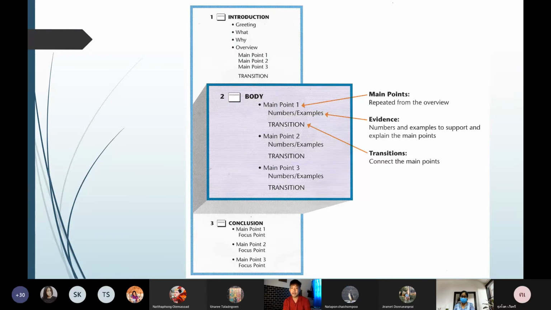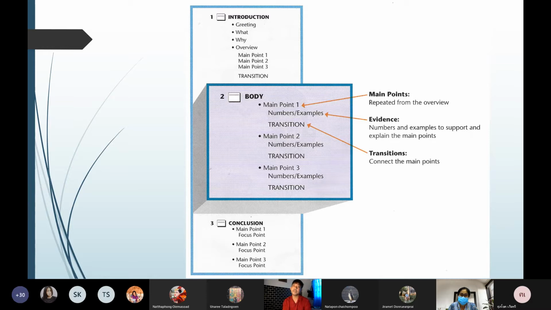Natapon has said, numbers and examples to support, or any details, not only numbers and examples, but any details to support and explain the main points. And one of the most important things is connecting the main points by using transition signals. Okay, again, transition signals. Later on in the next slide, maybe I will show you some transition signals for you to follow or for you to speak if you don't have any idea about them.